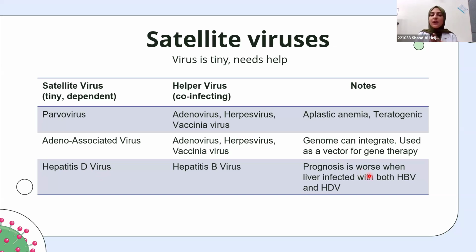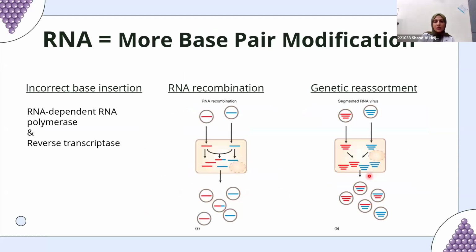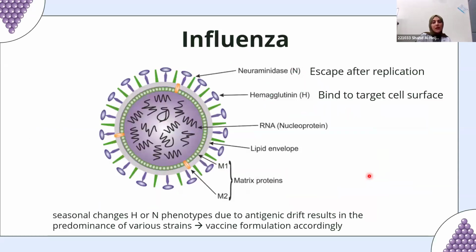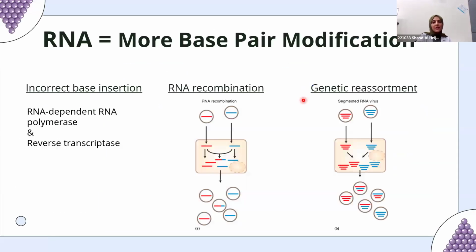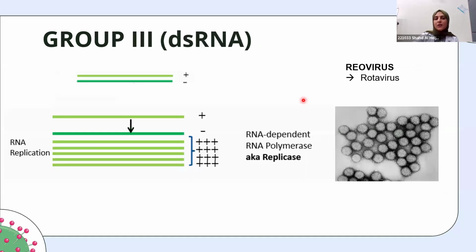So hepatitis B by itself, if it affects the cell, it can cause hepatocellular carcinoma, can cause many things, but it usually just causes an acute infection and disappears. But if it has a hepatitis D infection with it, the prognosis is worse. That's all you need to know for this second lecture. So we talked about RNA and different mutations that can happen, different combination, reassortment, influenza virus, and how we use the H and N serotypes to make the vaccines. We talked about latent infections, satellite viruses, and all the different groups and their genome.